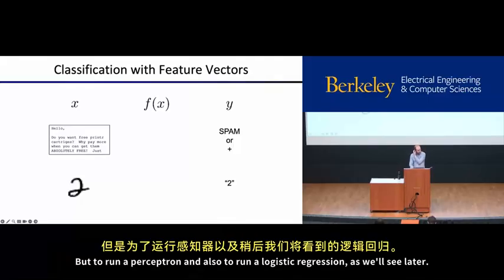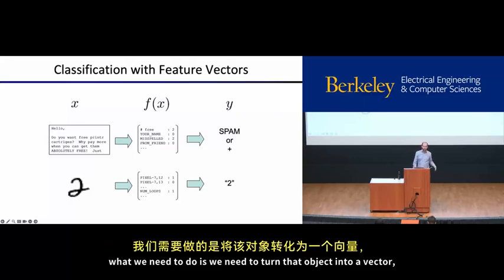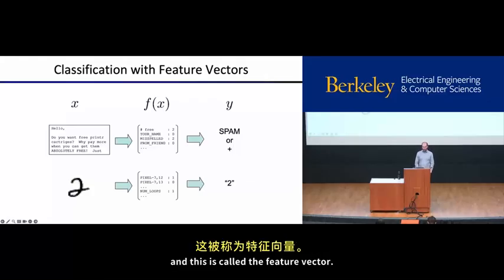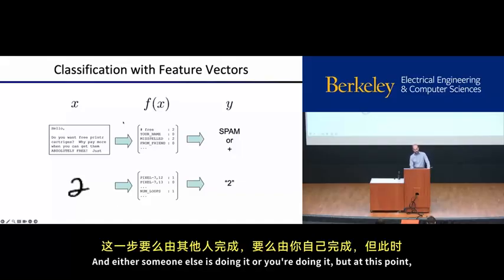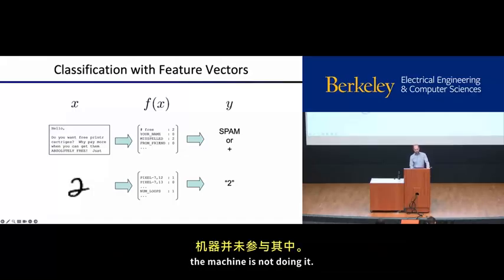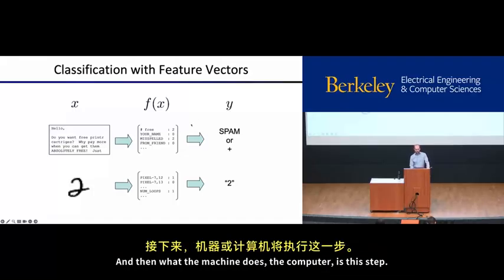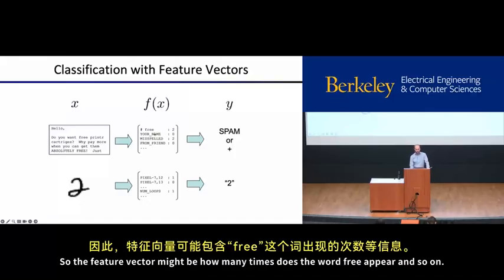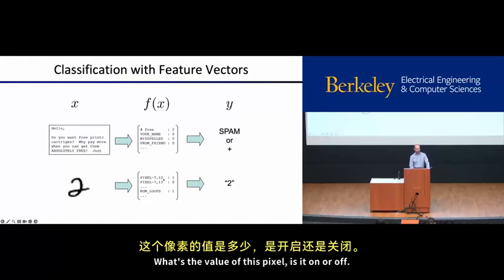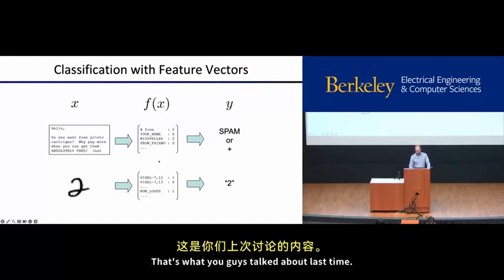But to run a perceptron and also to run logistic regression, as we'll see later, we need to turn that object into a vector. And this is called the feature vector. And so that's this first step. And either someone else is doing it or you're doing it, but at this point the machine is not doing it. And then what the machine does, the computer, is this step. So the feature vector might be, how many times does the word free appear, and so on. What's the value of this pixel? Is it on or off? That's what you guys talked about last time.